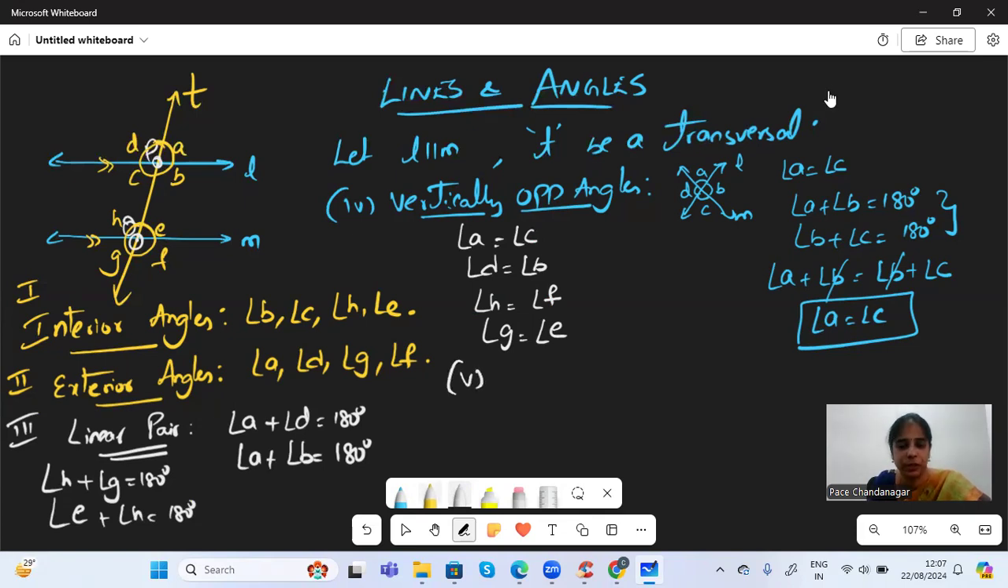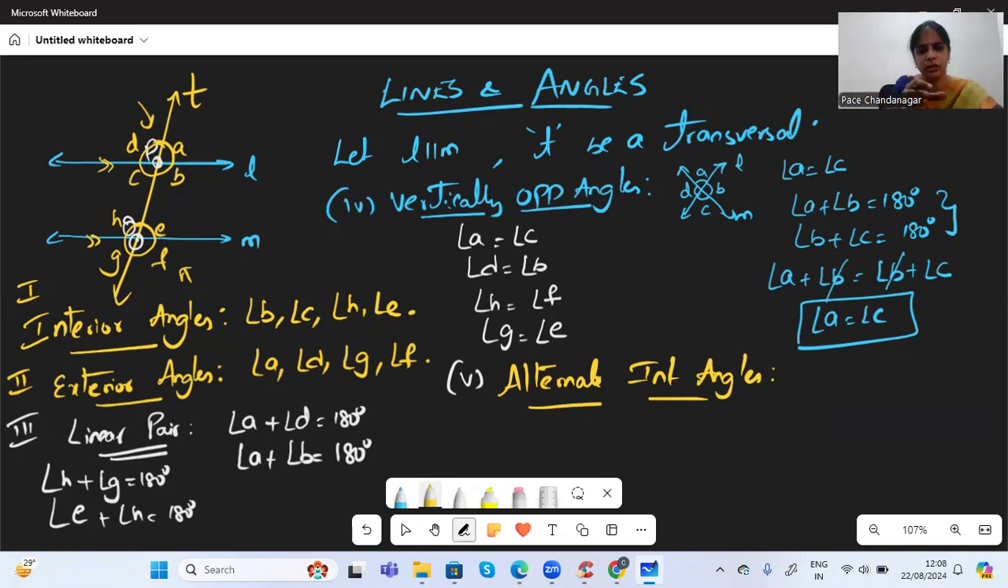Now coming to the fifth pair of angles. From this pair onwards, I am considering a pair of angles: one from the uppermost set and one from the bottom set. So one angle from there, one angle from here, to be paired up, and we are going to compare angles. Now I'm going to go with alternate interior angles. The name itself suggests interior angles. So please concentrate only on the interior angles.